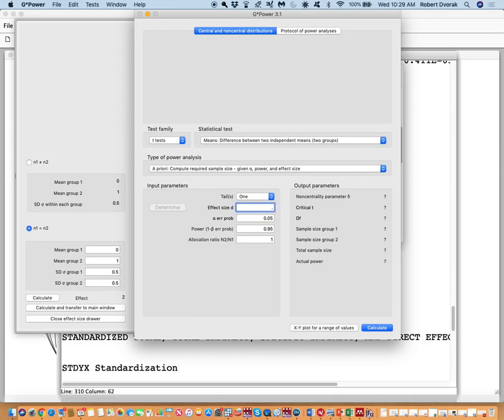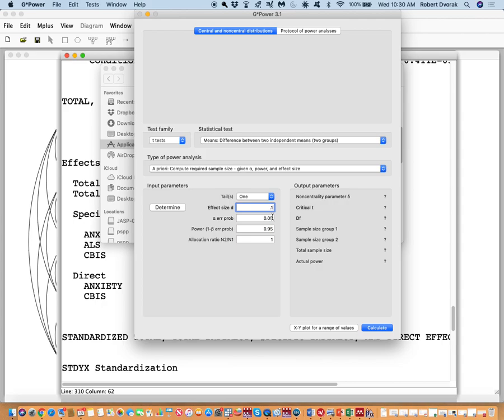Let's put this back to point, let's put this at 0.1. Alpha of 0.05, power here. Allocation ratio of N2 to N1. This means the number of people in group 2 versus group 1. You can adjust this if there are a different number of people in group 2 than group 1, you can correct for that, right? 1-to-1 ratio means that you've got like 30 people in one group, 30 people in the other.